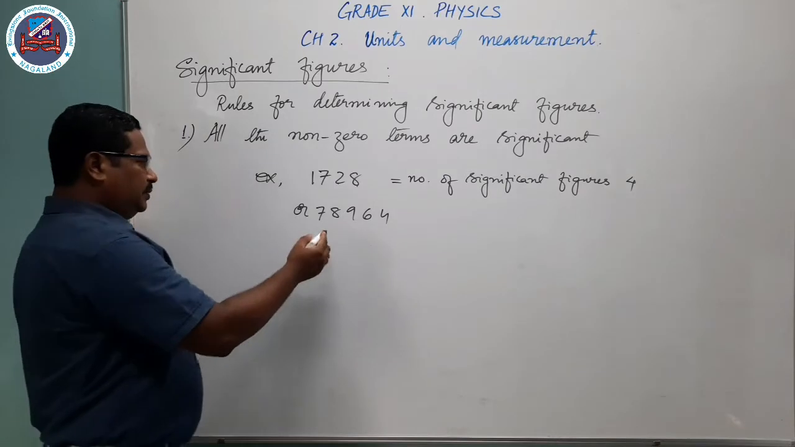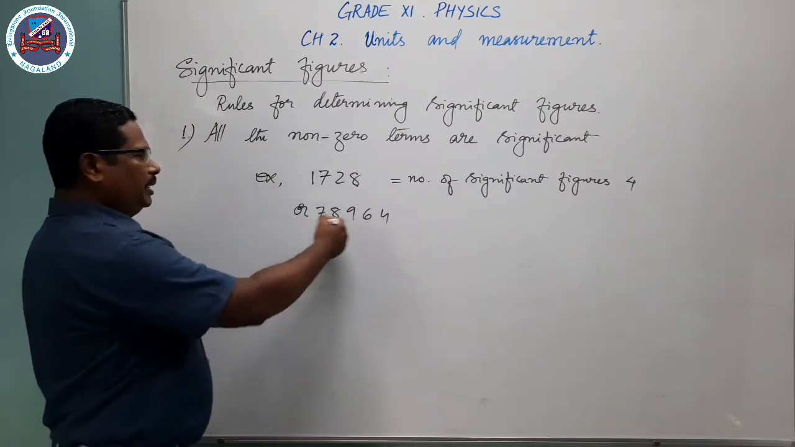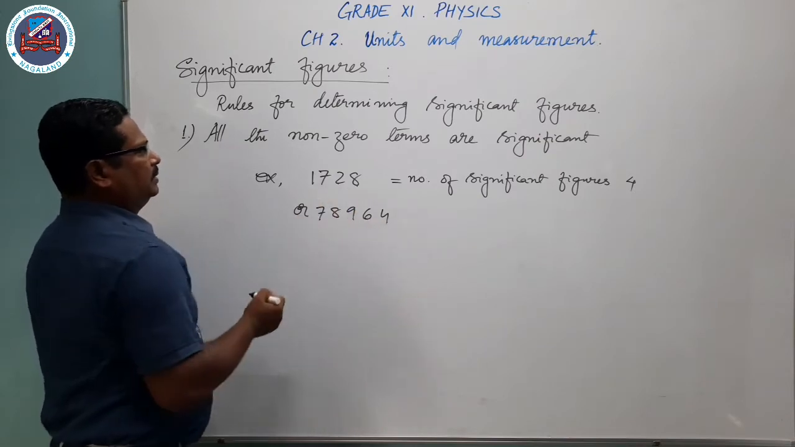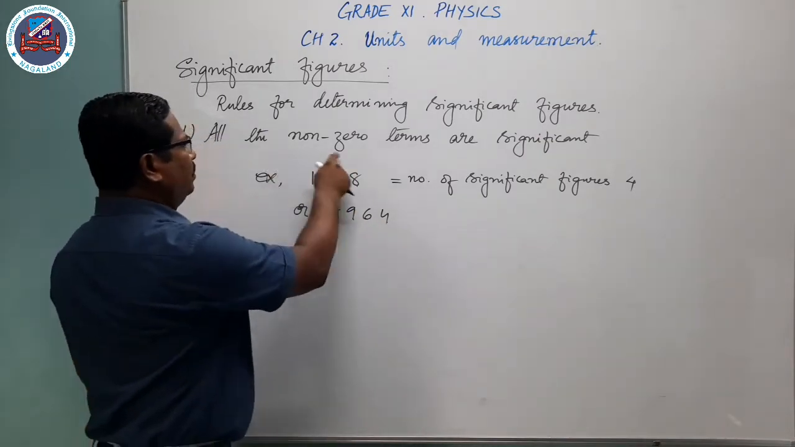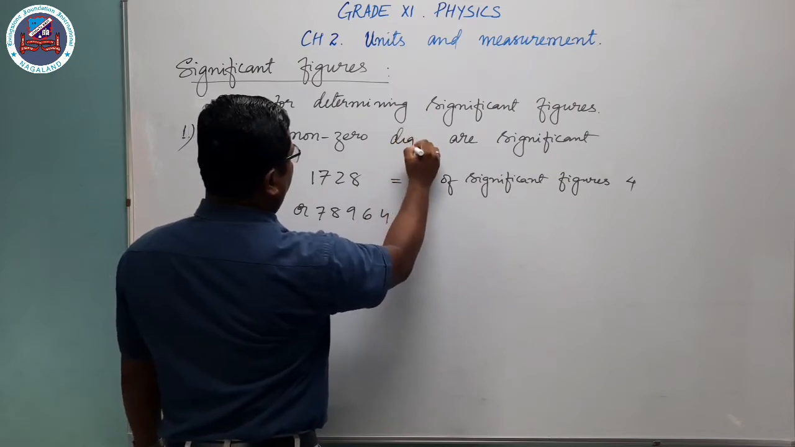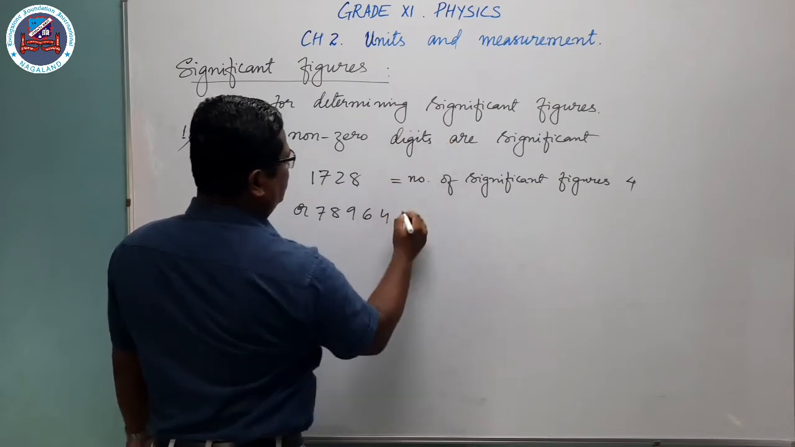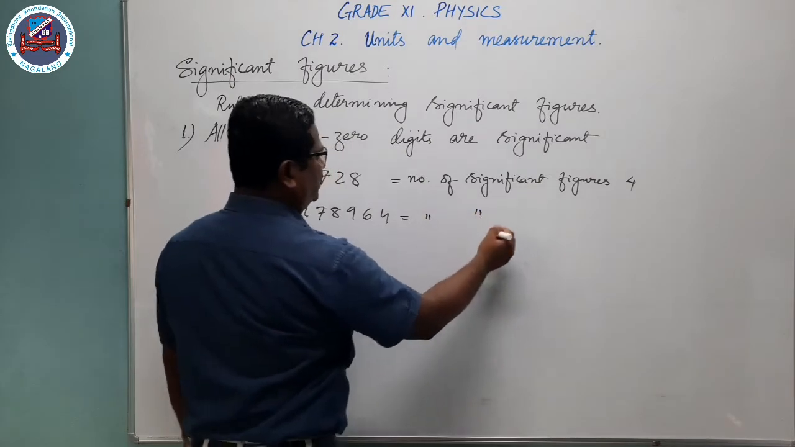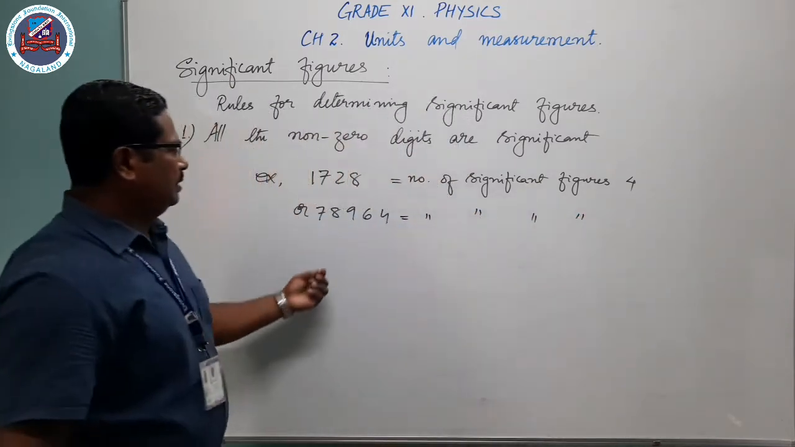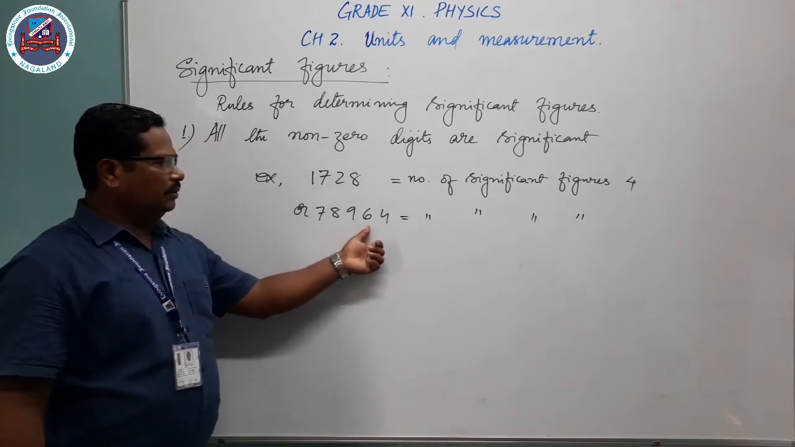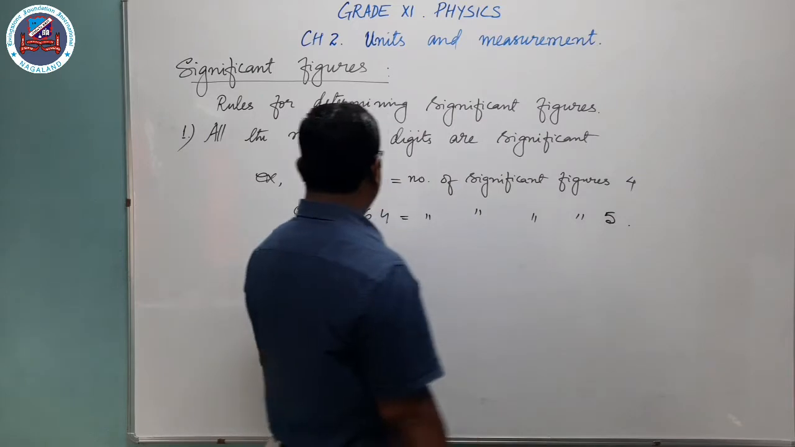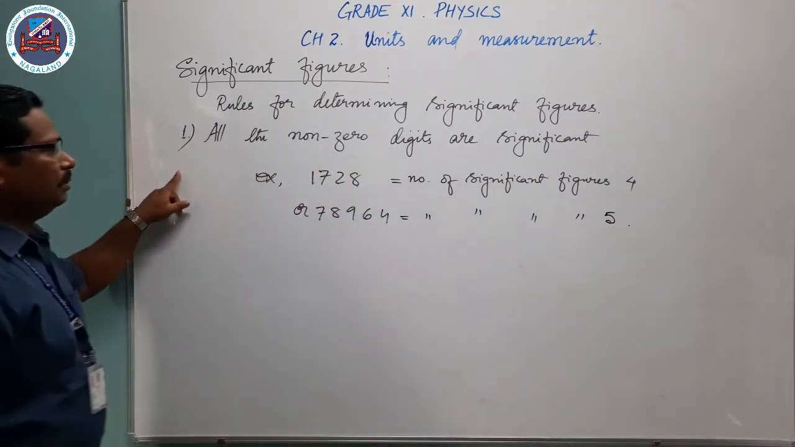Like this, if you get any other number without any zeros, then all the digits are significant. I can write here all the non-zero digits are significant. Better use the word digits. So the number of digits in the significant figures are 1, 2, 3, 4, 5. Here it will be 5. This is your first rule, that is rule number 1.